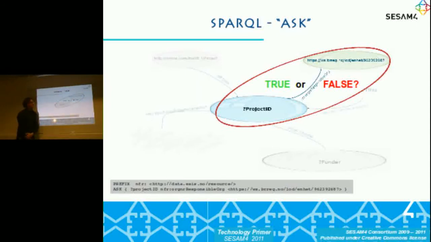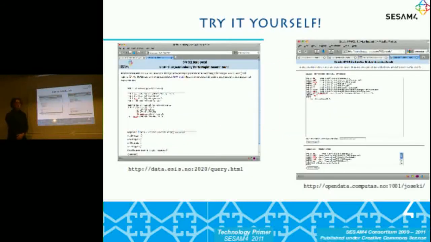Now you obviously want to try that yourself. The Session 4 project has some portals that you can use. On the one hand, we have the Computas LOD server, the linked open data server, with a lot of datasets from Session 4 and also external datasets that are not related to the project, which you can query. And we have a dedicated portal for the Research Council project data, which you can use for trying out. They are all accessible through the Session 4 project pages. So here you can try it out yourself.